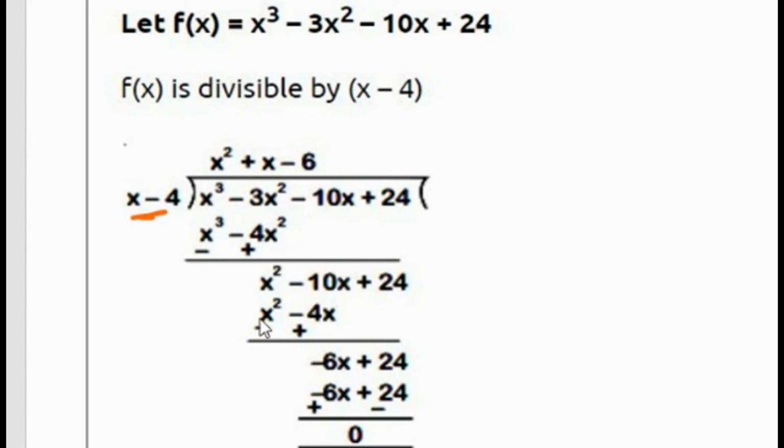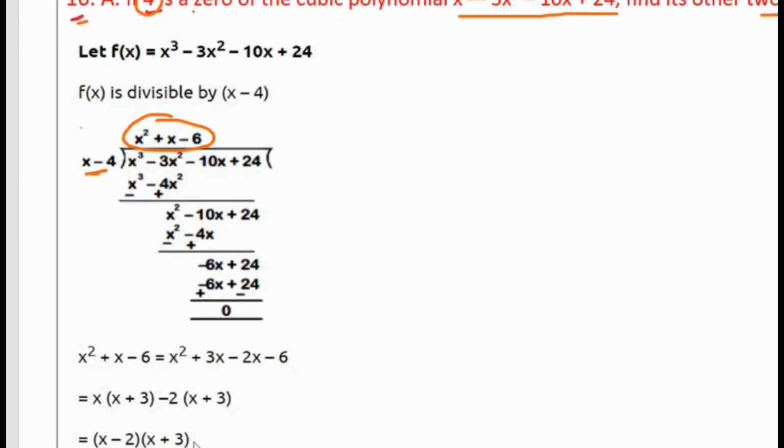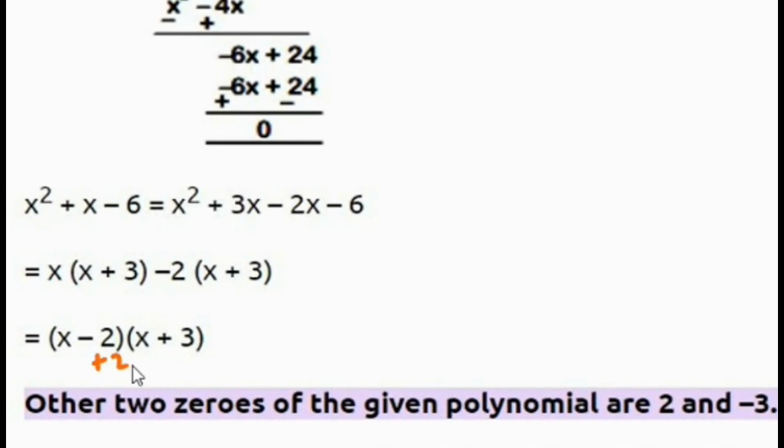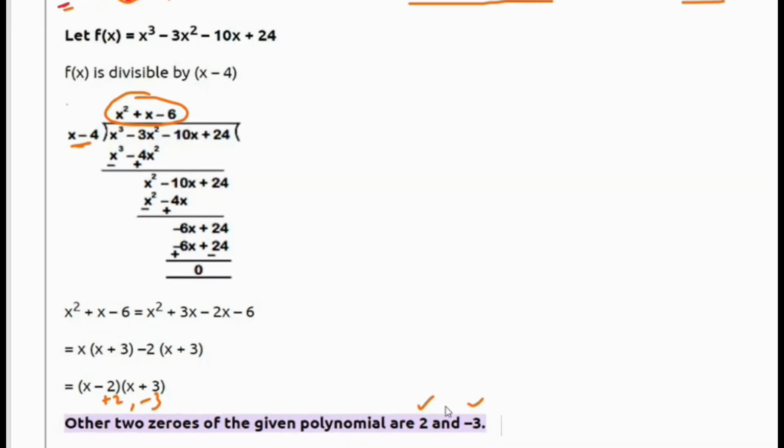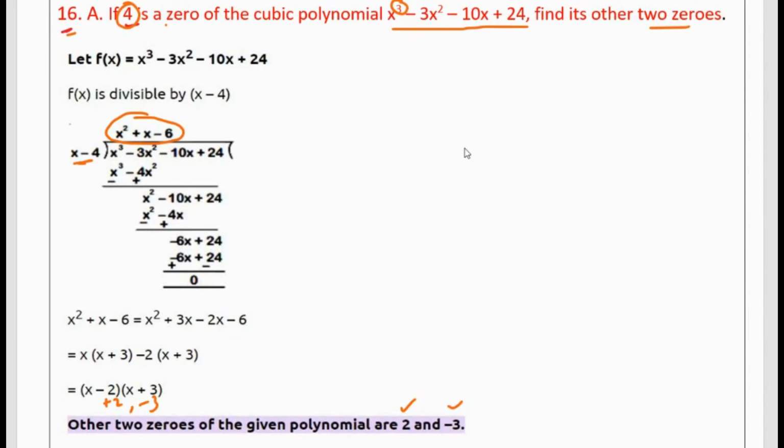Using the division process, we will get x square plus x minus 6 as the quotient, and factorizing that we will get zeros as plus 2 and minus 3. So plus 2 and minus 3 are the other two zeros of the given cubic polynomial.